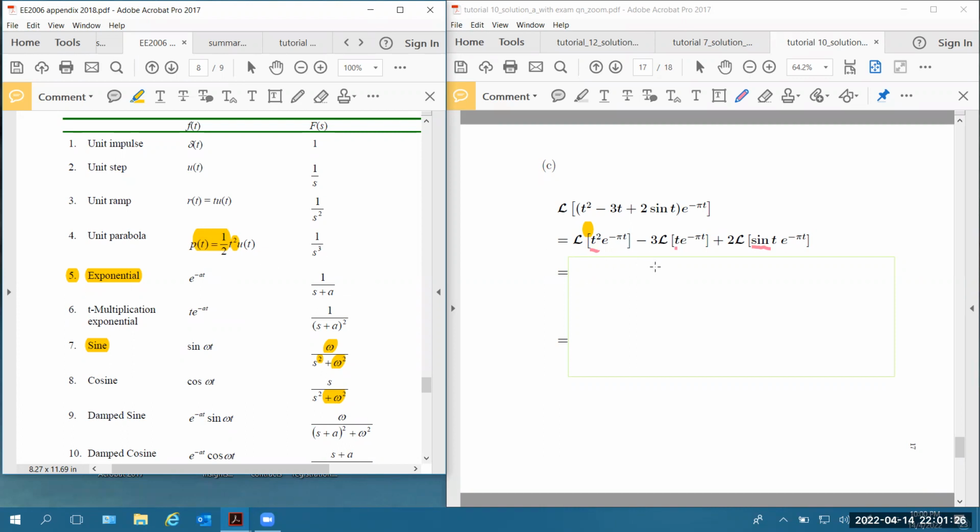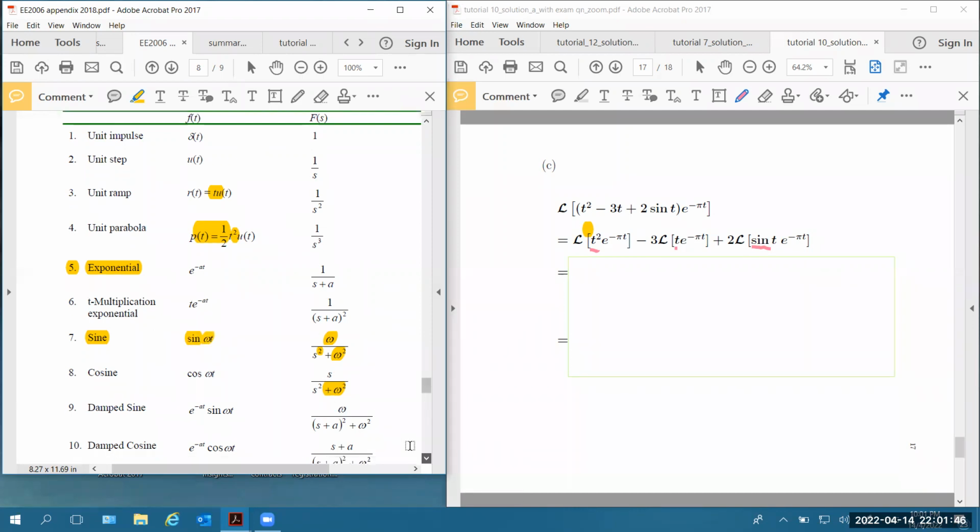Then t, do we know t? Yeah, we know t. So there's 1 over s squared. And sine t, of course, we know. Sine t is number 7 here, right? So we know the capital F(s), so that is not a problem.